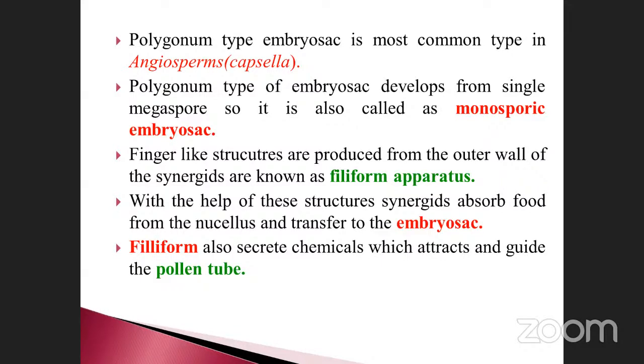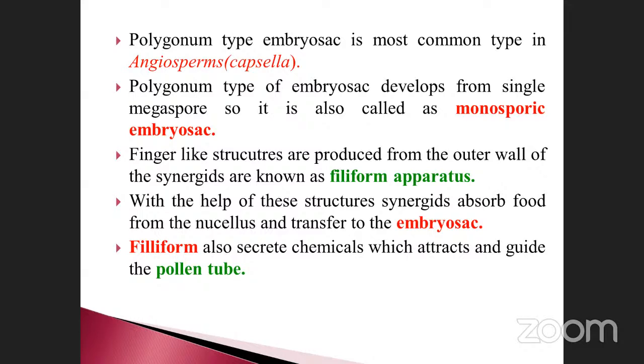Okay, the filiform apparatus also secretes chemicals which attract and guide the pollen tubes. This is also another special character. These are the three things: which structure, which shape of structure. The finger-like structure they told is called the filiform apparatus.